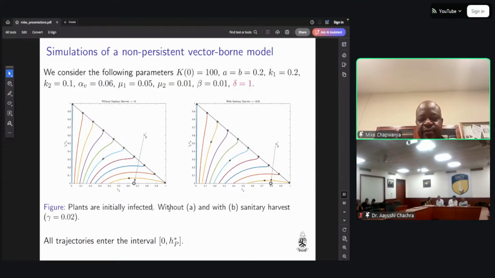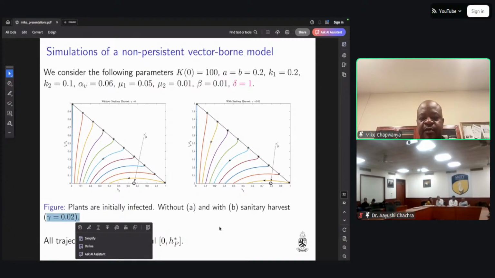And in this case, under two setups, the first setup is without sanitary harvest, which means you are not actually removing infected plants. And in the second picture, you are actually doing sanitary harvest, which means you are removing infected plants. So if you don't remove any infected plants, the picture on the left says you might harvest about 65% of your plants. Now, with sanitary harvest, you can actually increase your production to about 80%. So this is just to illustrate the effects of the sanitary harvest on the total plant harvest.